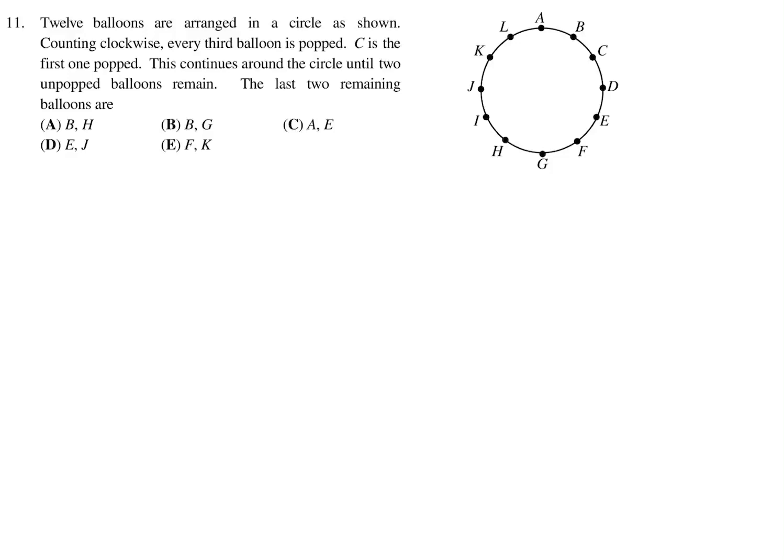So what are they doing in this question? They're starting here with C, it's the first one, and they're going clockwise, so in that direction, and they're popping every third balloon. So this is the first one that's popped, and let's just keep going here. This would be number 2, 3, 4. So this is the third balloon. Every third balloon they're popping. So let's just keep that going.